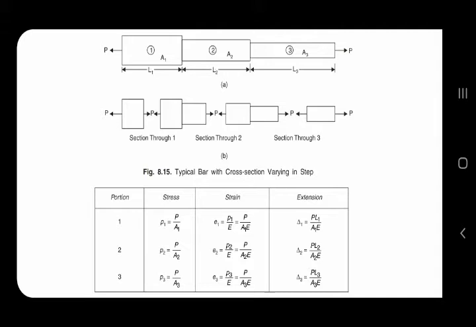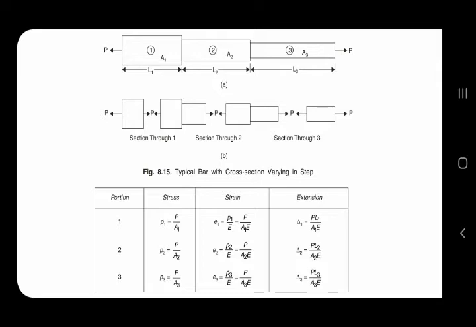Now in the next figure that is shown, the force passes through the sections 1, 2 and 3. The areas will be varying, but we can say stress will be different at different points. So we have to see what are the portions.